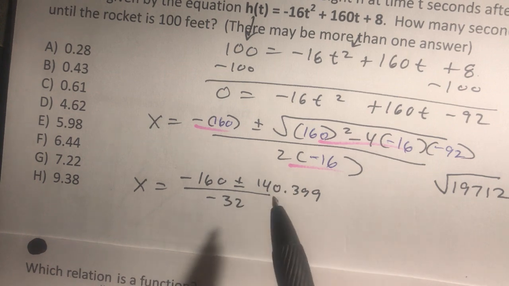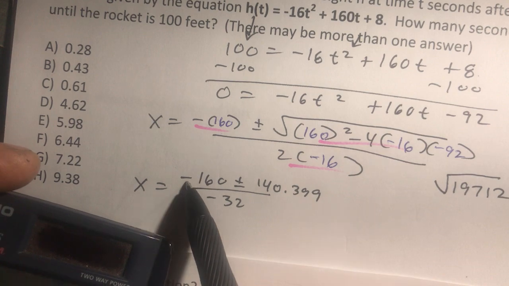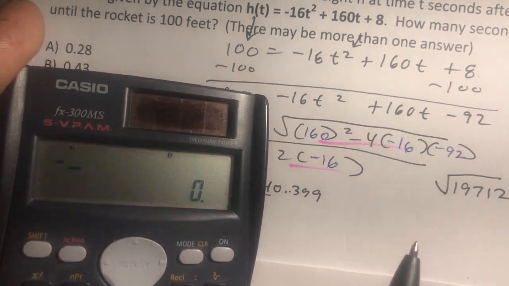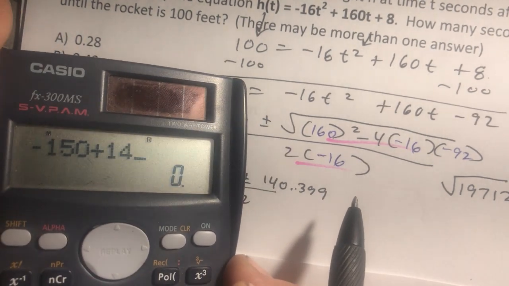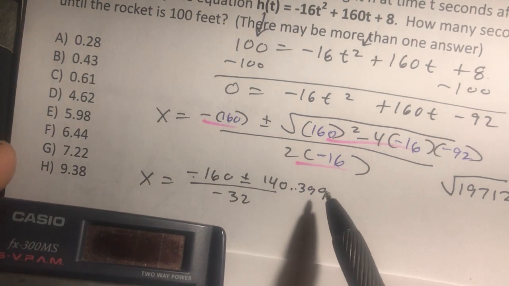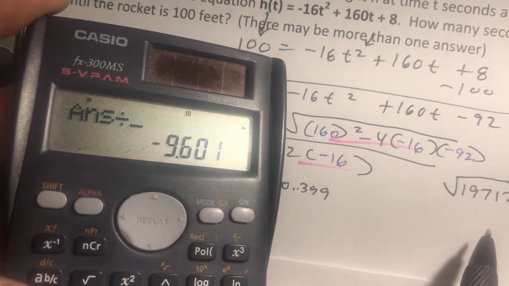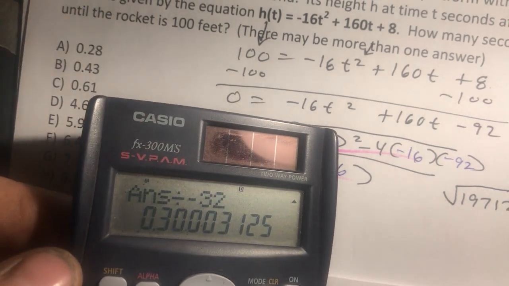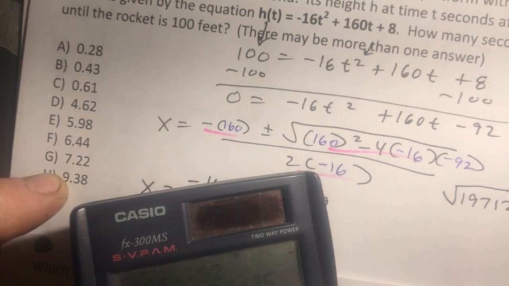Now, I've got 2 answers in this, so I need to punch it in the calculator. I'm going to punch this first one in: negative 160 plus that, 140.399. Now I've got to divide by negative 32. So divide by negative 32, and look at my answer there: 0.30. Okay, I'm not getting the answer up here.